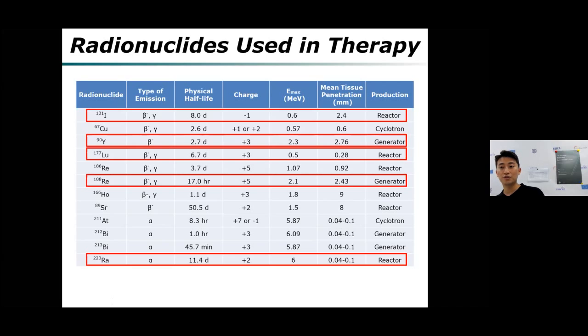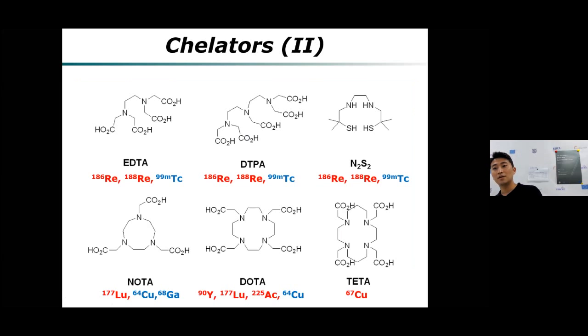And lutetium, you can see here, also emits gamma rays and beta particles. In this case, we can take images and assess therapy efficacy also. Rhenium is also the same type of emission. The more important thing is to study some kinds of structure for therapeutic efficacy and to take a diagnostic tool.